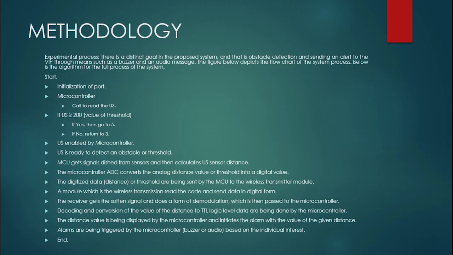So here are the experimental process. Here, this is an algorithm depicting the obstacle detection model. You can see from the first, we start, we initialize the port. The microcontroller reads the US, that is the ultrasonic sensor. And if the distance is above 200, it doesn't detect. But if it's below, it detects. So this is generally the algorithm it takes to detect the obstacle.